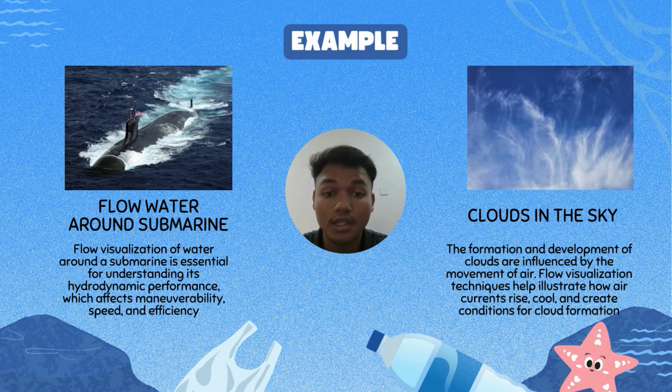So next, we go to the examples. Now we have two examples. The first is the flow of water around a submarine. Flow visualization of water around a submarine is essential for understanding its hydrodynamic performance, which affects maneuverability, speed, and efficiency. Next we have clouds in the sky. The formation and development of clouds are influenced by the movement of air. Flow visualization techniques help illustrate how air currents rise, cool, and create conditions for cloud formation.